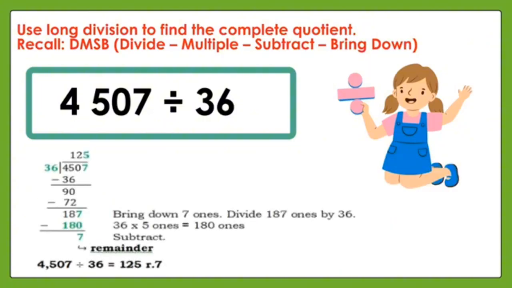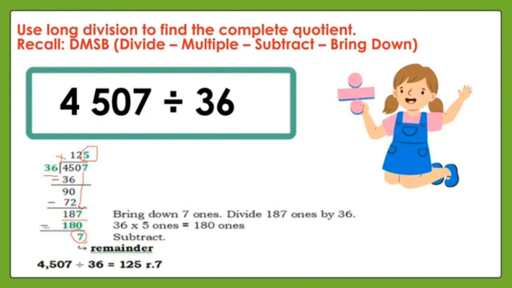Let us bring down 7 ones. Divide 187 ones by 36, that would give us 5. Then 36 times 5 is equal to 180 ones. Now let us subtract 187 minus 180. That is equal to 7. 7 is now our remainder.